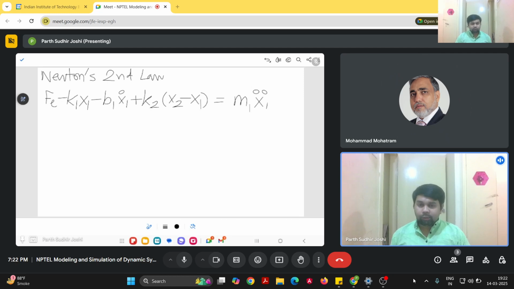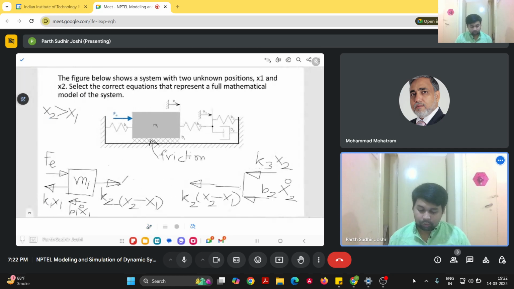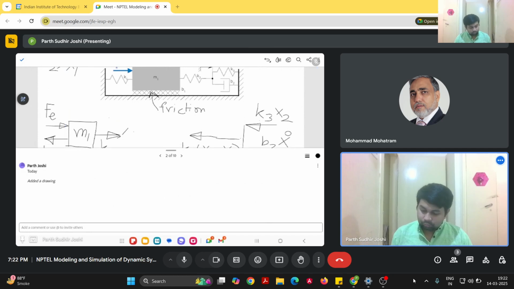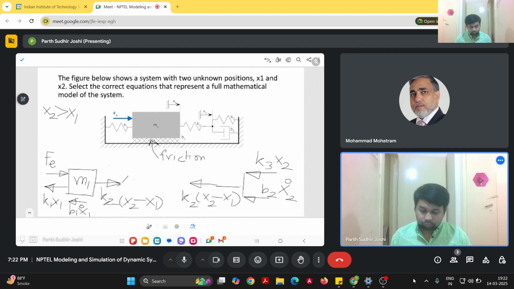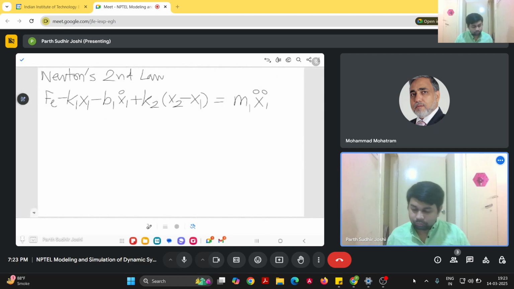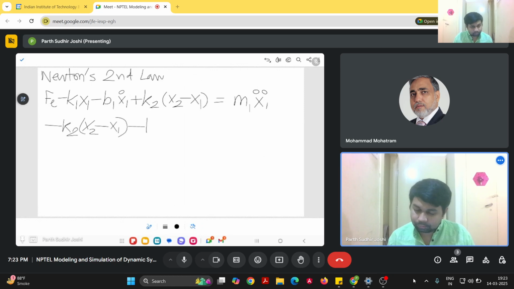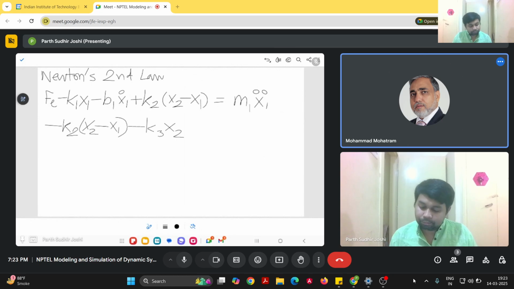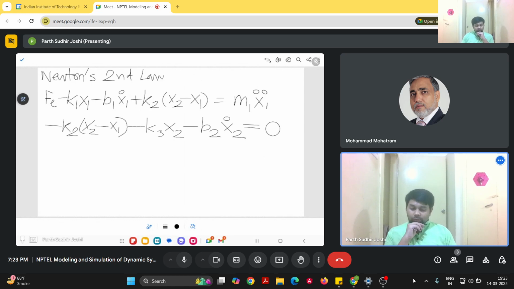And then similarly, our second equation of motion we can write as, all forces in minus, k2 (x2 minus x1), k3 x2 and b2 x2 dot. So these will be the two equations of motion.